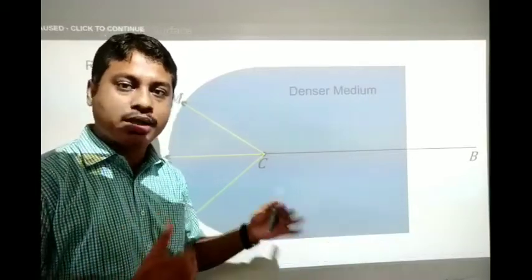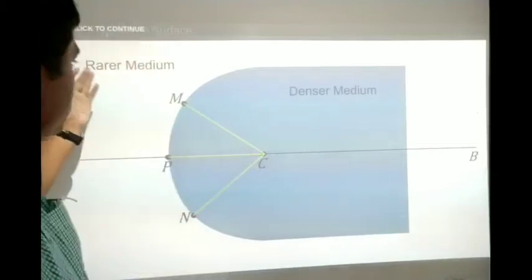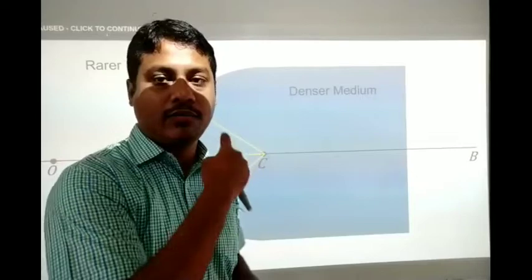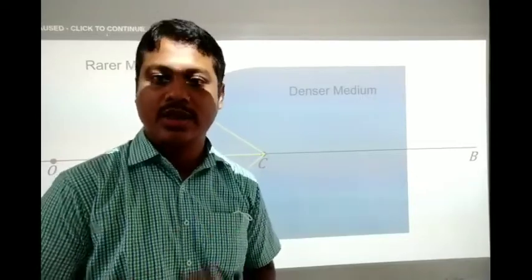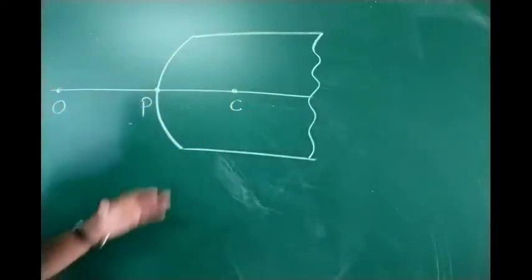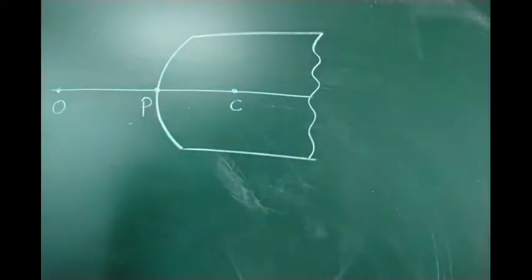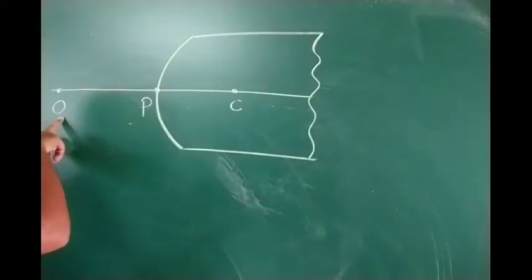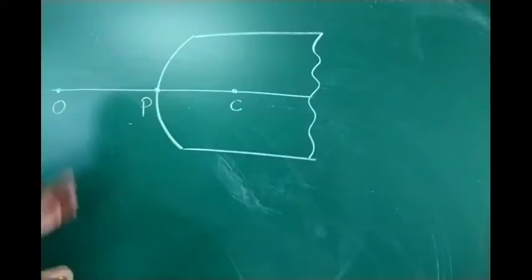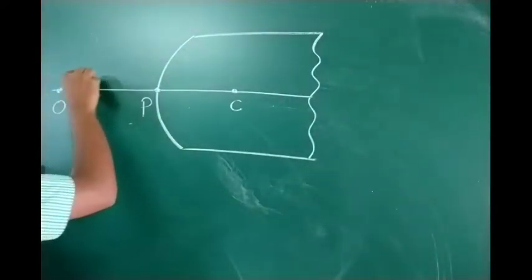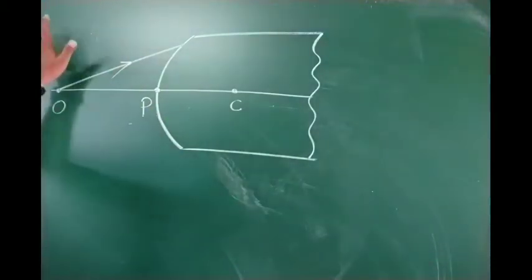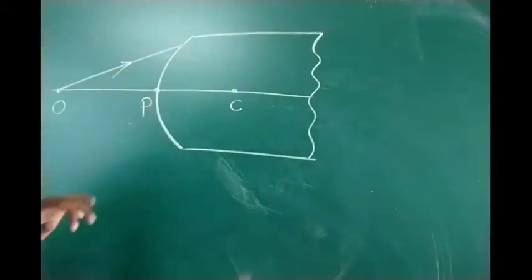Now let us go through a derivation regarding the spherical refracting surface, the relation between the refractive index and the focal length related to the spherical refracting surface. Let us go through the derivation. Now if you see the diagram here, we have considered the spherical refracting surface. Now we have the object, the pole, the center of curvature. Suppose the light ray is going from the object towards the spherical refracting surface. The outer medium is here, and the inside medium is denser.